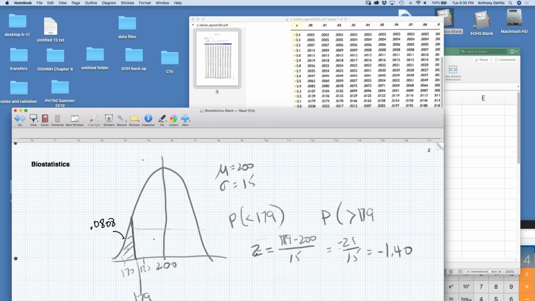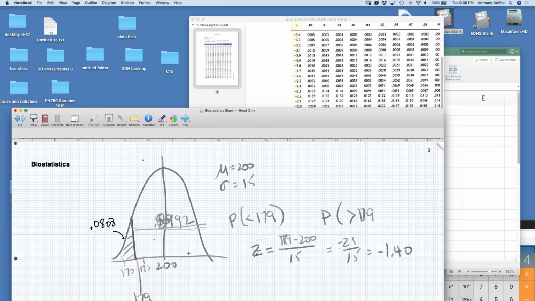Well, that table gives us only what's to the left, that 8%. So if I subtract that from 1, then approximately 92%. Is this going to be 0.90? It's going to be 0.8992, something like that, right? That's almost 90% of this distribution to the right of that value.